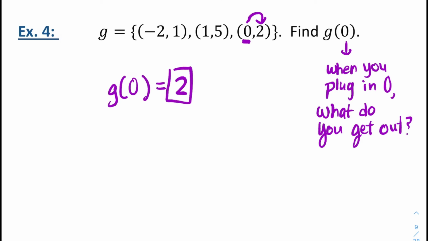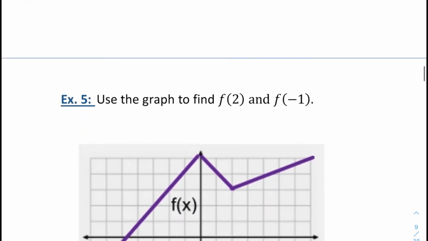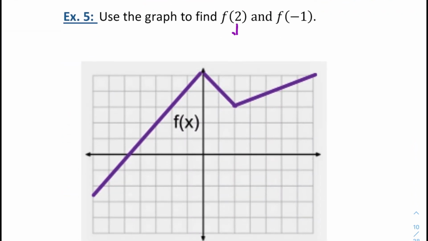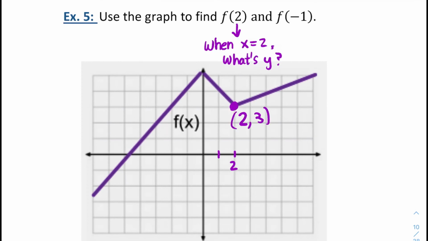You can also evaluate one looking at a graph. If this is f of x and I want to figure out what f of 2 is, this says when x is equal to 2, what output value for y do I get? So go on your x-axis and find a point that has an x value of 2 and look at your output value. If you go to 2, you get an output value of 3, so f of 2 just equals 3. How about you find f of negative 1?